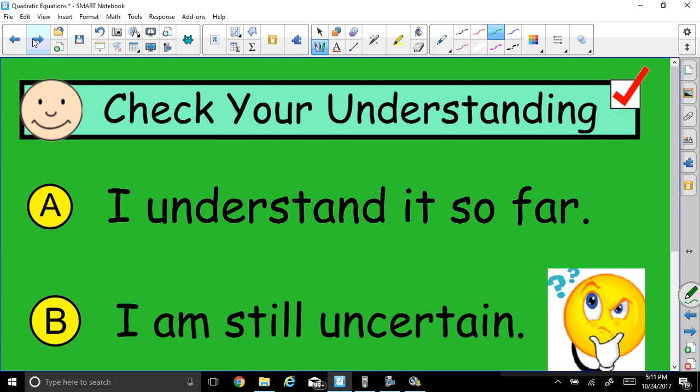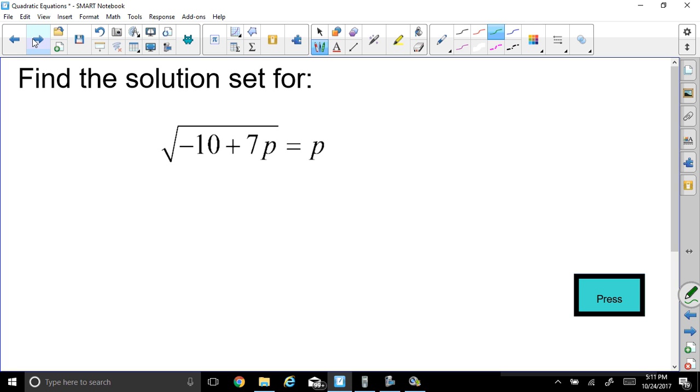Check your understanding. Hope all is going well. Now here's a nice looking question. This time we don't have an exponent of 2. We have a square root there already. And we have to find the solution set. So we got to figure out what answers will make this true. So let me write this down here.